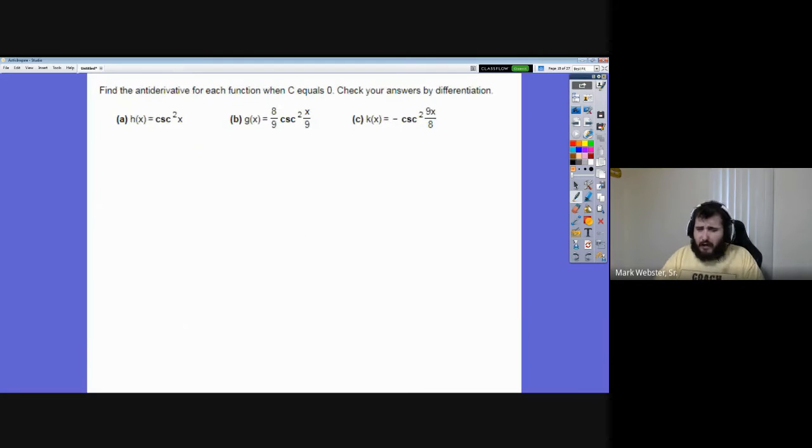If I integrate cosecant squared, CSC squared x with respect to x, well, if the derivative of cotangent is negative cosecant squared, the integral of cosecant squared had better be negative.